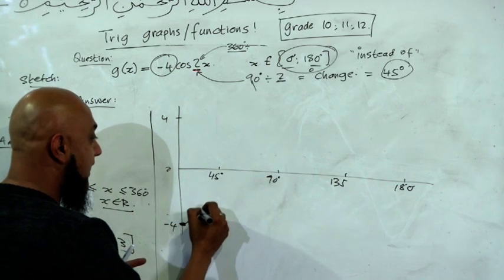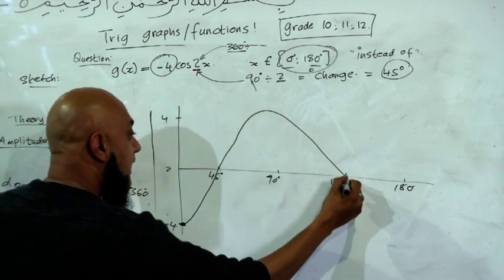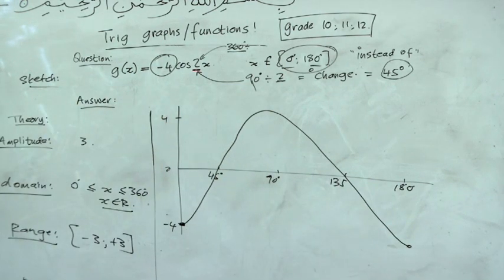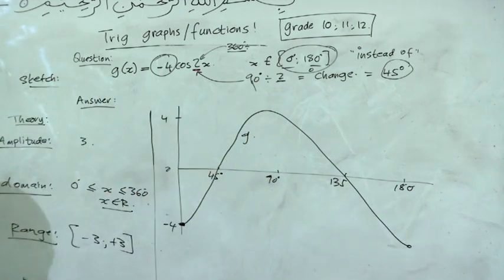So we go from there, cut there, turn, cut, and stop. And there we go, guys. That is your graph g of x. Please don't forget to label it graph g. Minus 4 cos 2x for x being an element of 0 to 180.